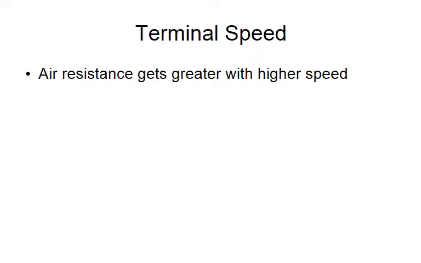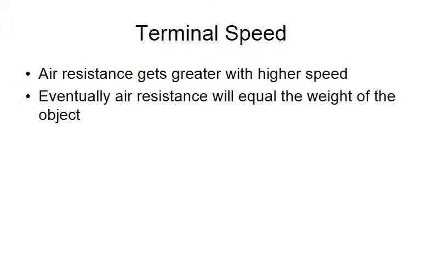Terminal speed is where air resistance gets greater with higher speed and then eventually will equal the weight of the object. So the weight, the force of gravity, is equal to the force of air resistance as the object goes down.